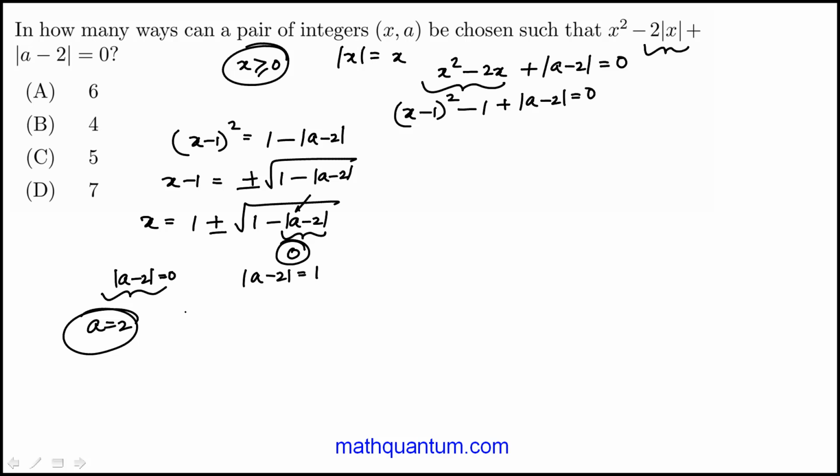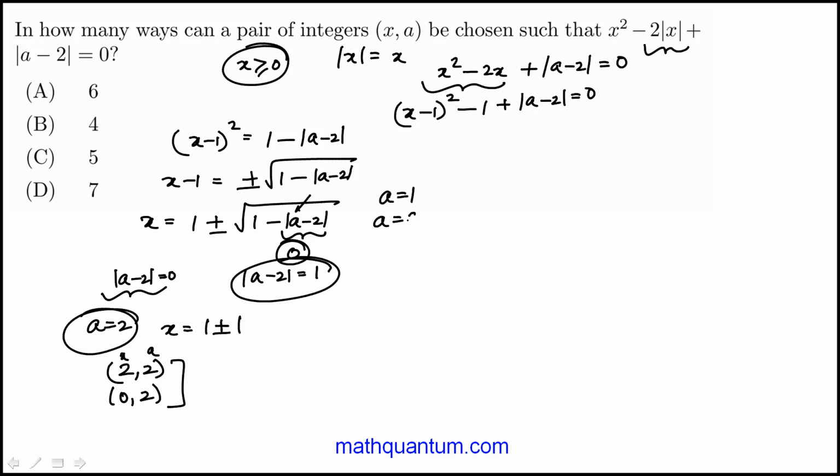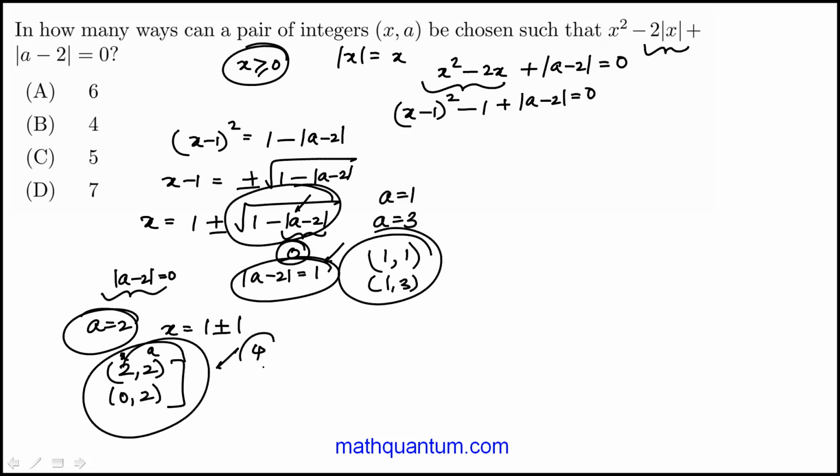And if a is 2, then x would be 1 plus or minus. This is a is 2, so this is 0, 1 plus or minus 1. So it's either 2, 2, that's x, this is a, or it's 0, 2. So I have two possibilities. Now, when absolute value of a minus 2 is 1, then a is either 1 or a is 3. Those are the solutions. And in that case, when a minus 2 is 1, this piece would be 0, x is 1. So my solution pairs are 1, 1, 1, comma 3. So you'll see I have so far 4.